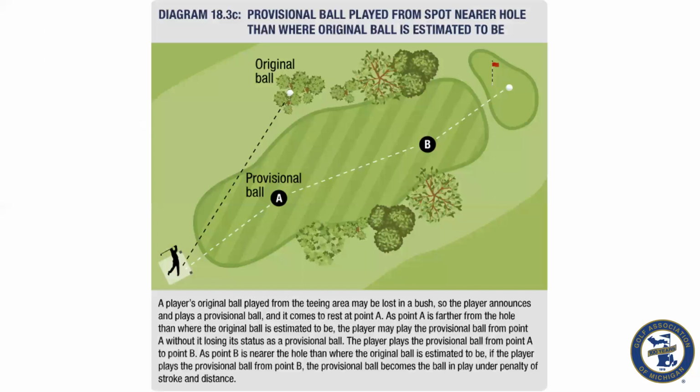So going back to this picture here, if I hit my provisional to the middle, see if I can do this the same line, probably not. If you play it from there, it's still a provisional. But as soon as I hit it from point B, or anywhere in here, 2 paces in front of where you were before, that is a big difference.